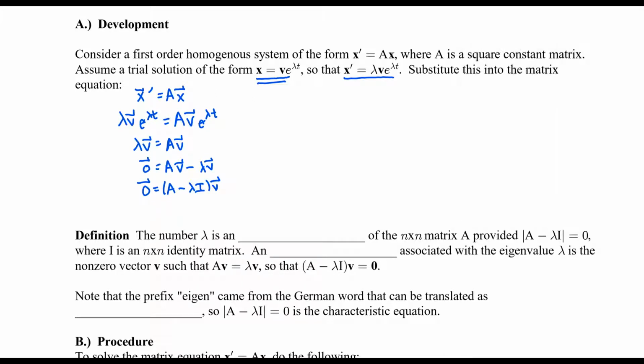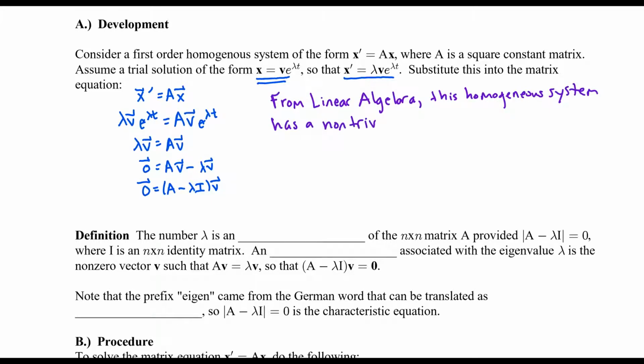Now, we can say from linear algebra, this homogeneous system has a non-trivial solution provided the determinant of A minus lambda times I equals 0. So again, this is a result from the studies in linear algebra.